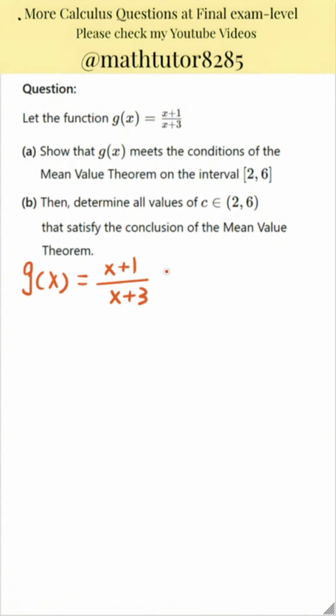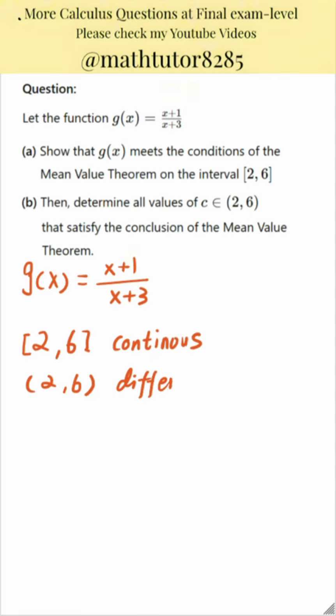First, verifying conditions of the mean value theorem. We start by checking if the function g of x equals x plus 1 divided by x plus 3 is continuous on the closed interval from 2 to 6 and differentiable on the open interval from 2 to 6. Since this is a rational function and the denominator, which is x plus 3, never becomes 0 within our interval, the function is continuous and differentiable on the required intervals. So, the mean value theorem applies.